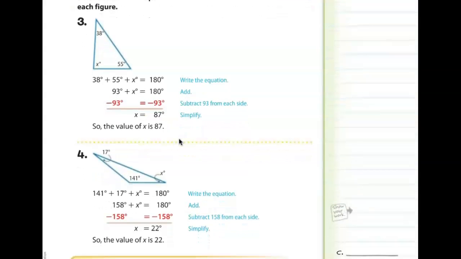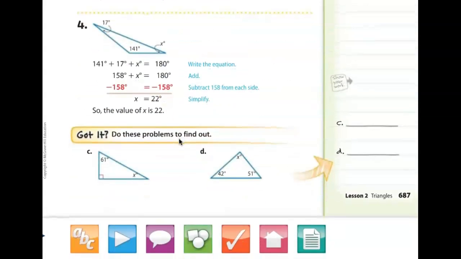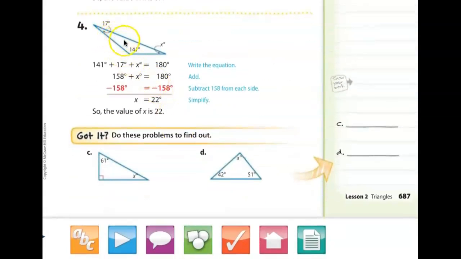Let's go ahead and look at the next example. We have 17 and 141. We do not know what this x is, so 141 plus 17 plus x equals 180. Then we combine these two together, we get 158. We subtract 158 to get rid of it. We have to do that to both sides. Then x is equal to 22.